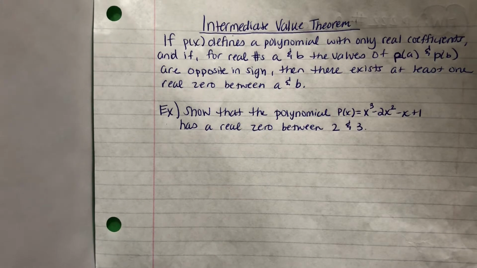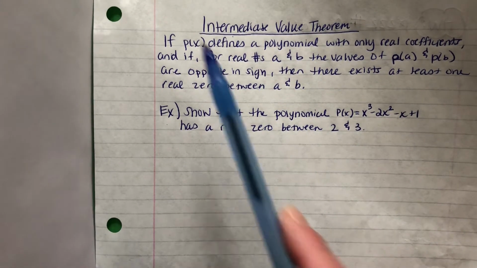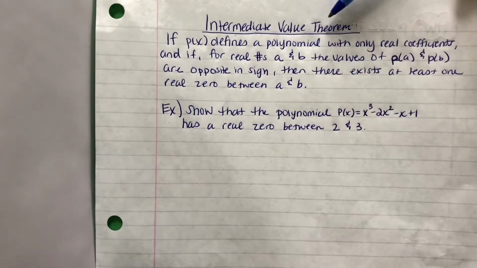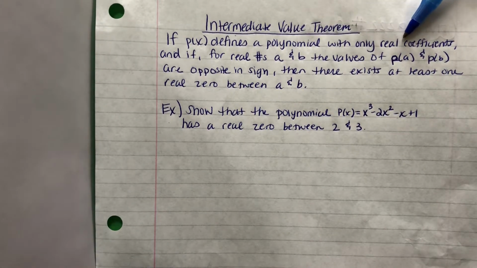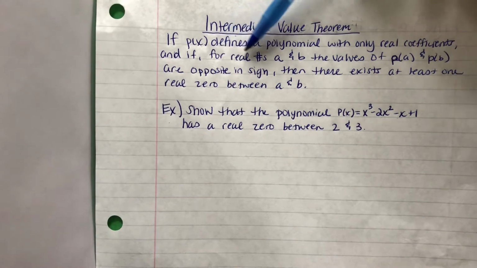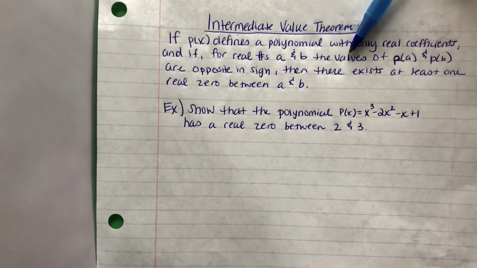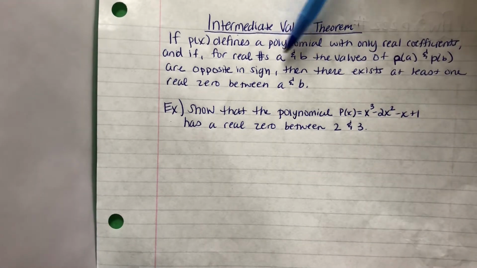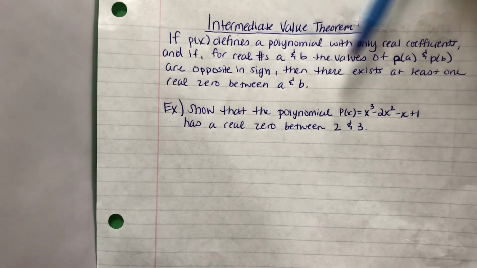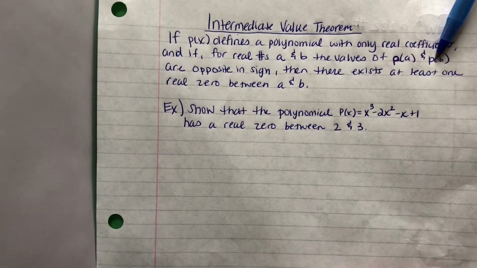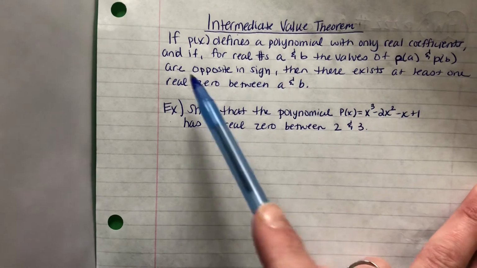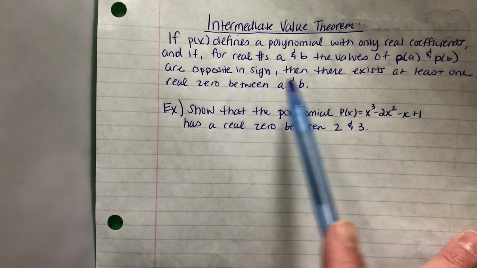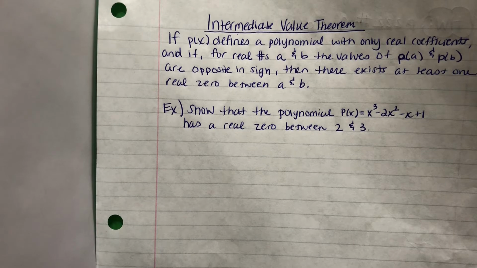The theorem is going to look like it's complicated, but trust me, this is very simple, and it's actually a common sense theorem. So the theorem says if p of x, that's our polynomial, defines a polynomial with only real coefficients, and if for real numbers a and b, the values of p of a and p of b, so that means we have two numbers, a and b, let's say 1 and 2, if we do p of 1 and p of 2, and those answers are opposite in sign, then there exists at least one real zero between a and b.